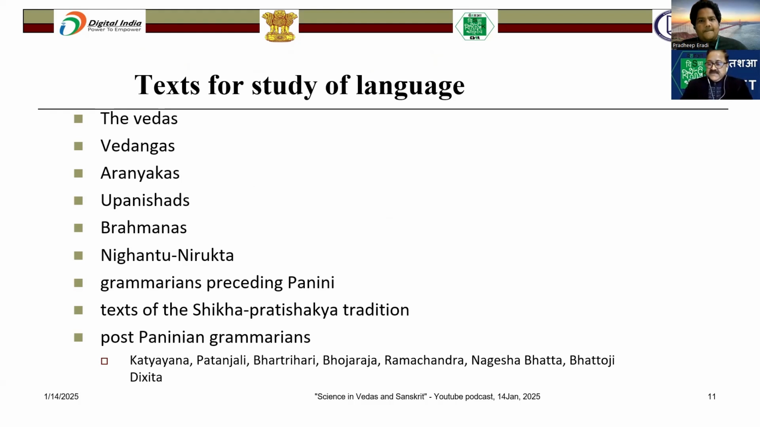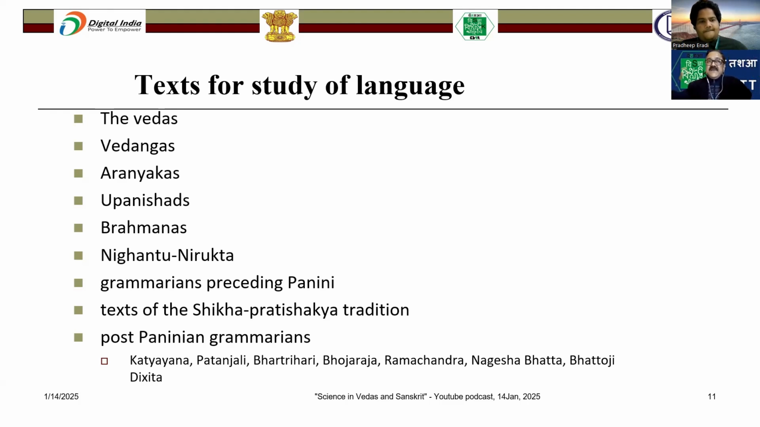Now, the texts for the study of language: almost every text in Vedic literature has a lot of statements on language and linguistics. So in the Vedas, there is the famous Vak Sukta on what is language, why language is important. Vedangas, we have 4 Vedangas, Aranyakas, Upanishads, Brahmanas, Nighantu, Nirukta. The first text of etymology, in the 9th century BCE, by Yaska. And the Nighantu is a glossary and Nirukta is the etymological process.